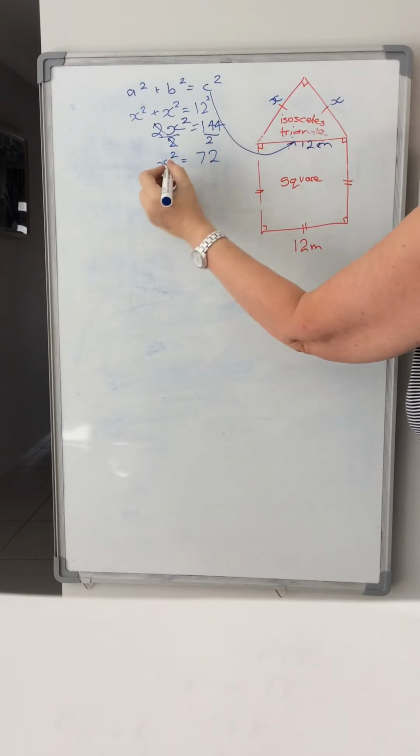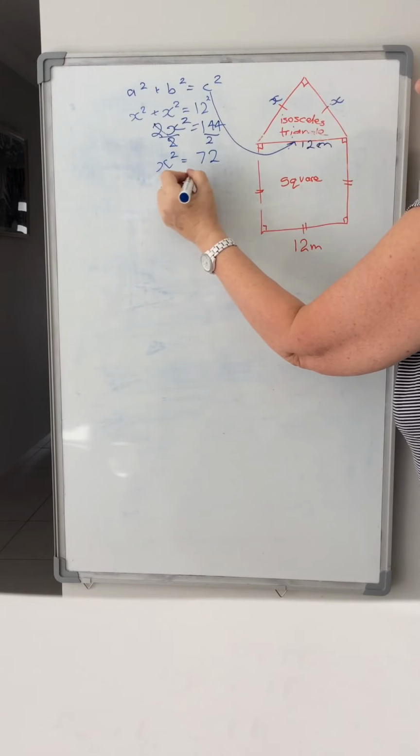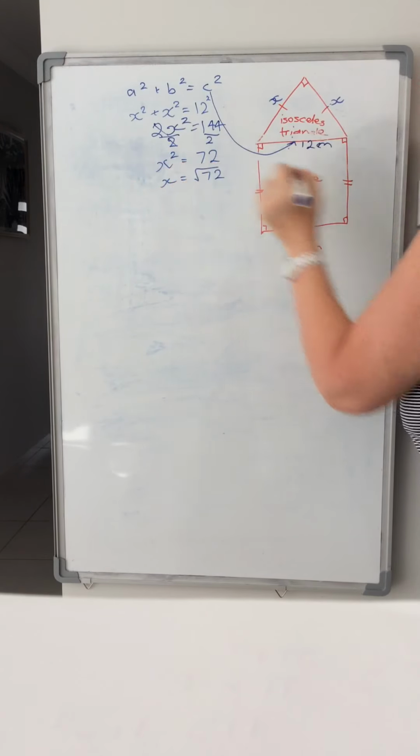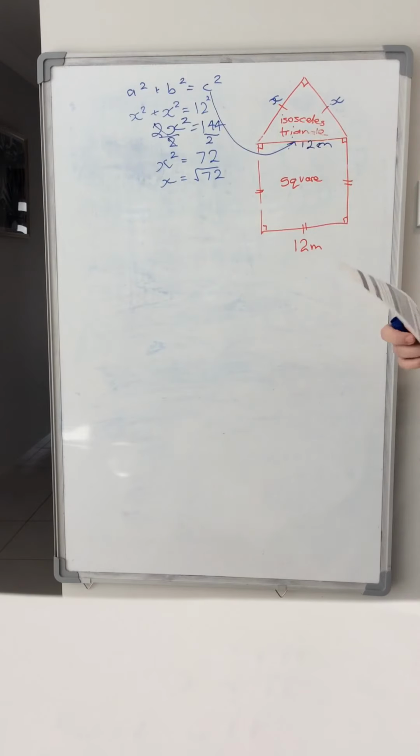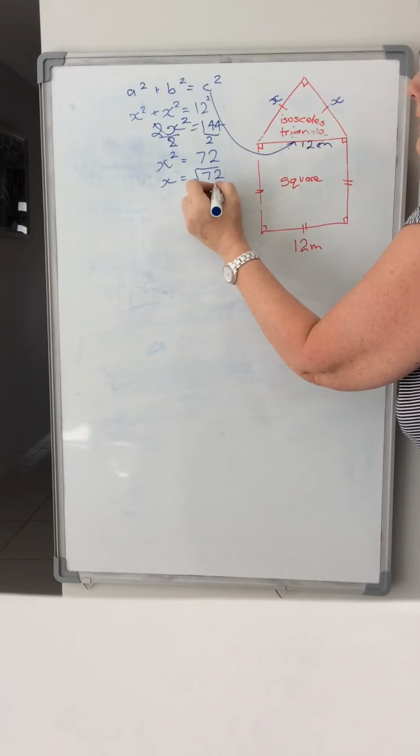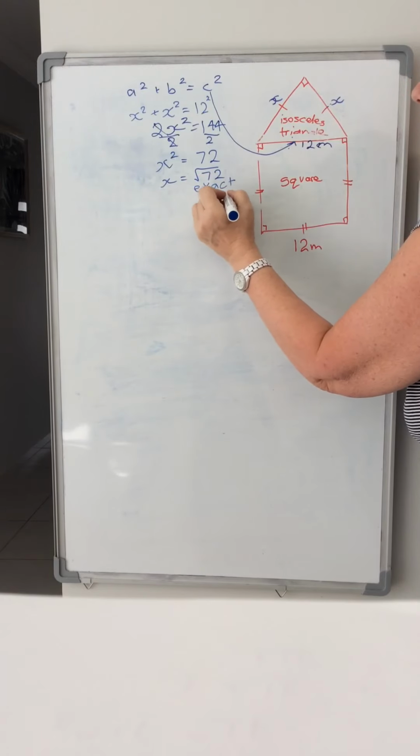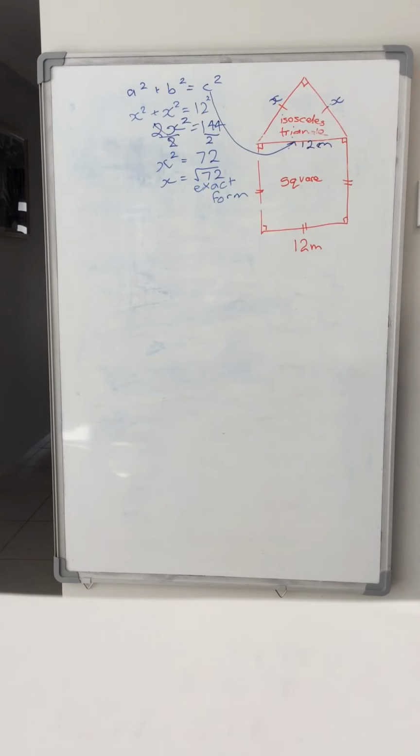Okay, and to find x we take the square root of 72. Okay, that is the answer for part A. We will leave this because this is what we call exact form. Okay, so we leave it like that.